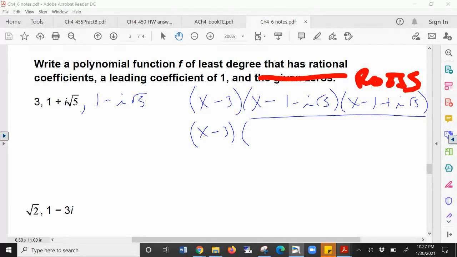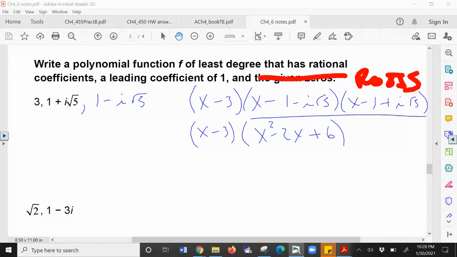Pause the video if you haven't done so. All right, I get x squared minus 2x, and then what will I have? Positive 1, and I'm going to have negative i squared, which is positive 1, times 5, so that's plus 5, so 1 plus 5 is 6, right? That's right.